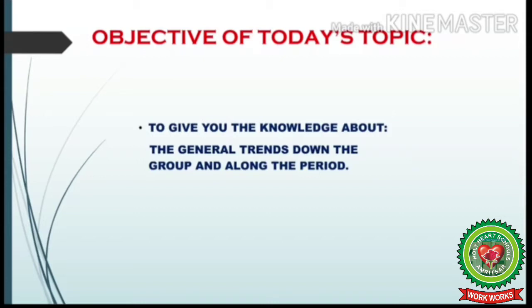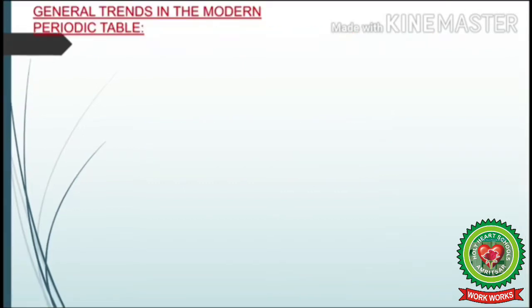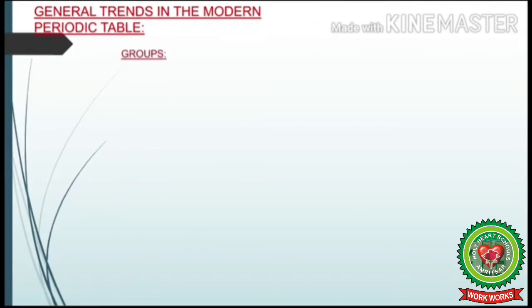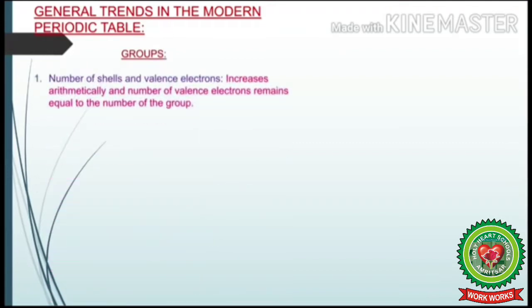The objective of today's topic is to give you the knowledge about the general trends down the group and along the period. Let's start with the general trends in the modern periodic table. First of all, we'll start with groups. So the first trend is number of shells and valence electrons.